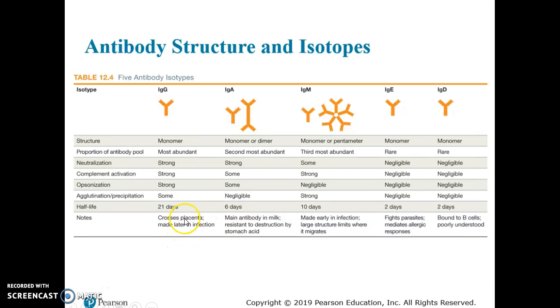IgG crosses the placenta. That's the only one that can cross the placenta, which means in utero, the infant is getting some of mom's IgG, and that also helps protect the infant in those first few weeks, first few months of life when the newborn's immune system is trying to figure things out.